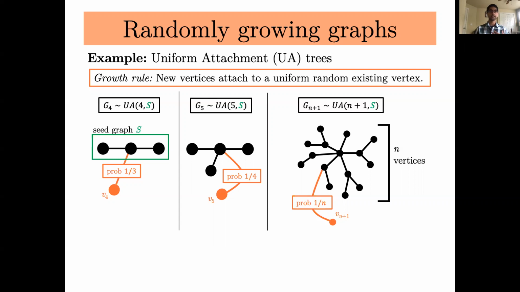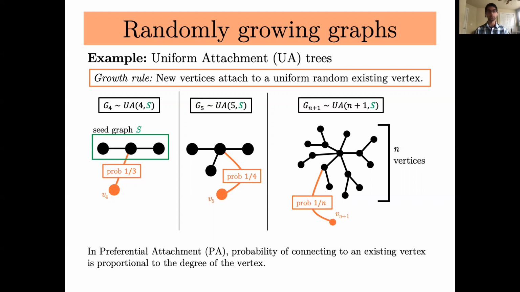You can imagine that there are other possibilities for the growth rule. One common one that's often used in models of social networks is called preferential attachment, where the probability of connecting to an existing vertex is proportional to the degree of that target vertex.